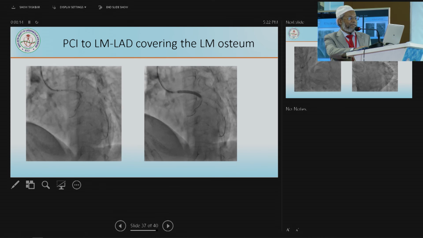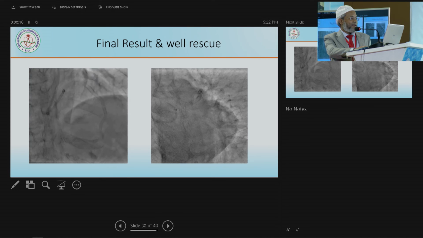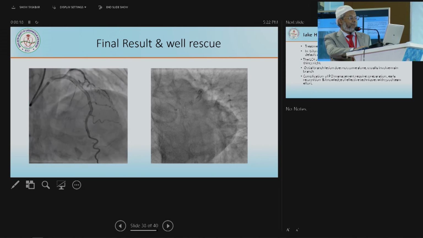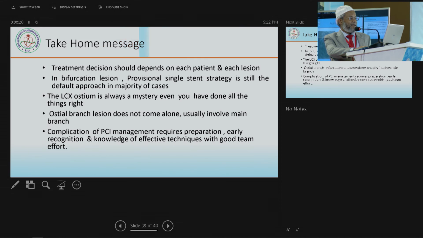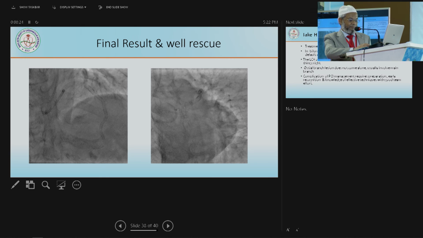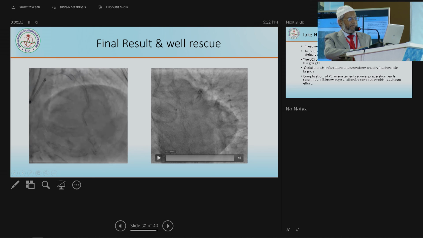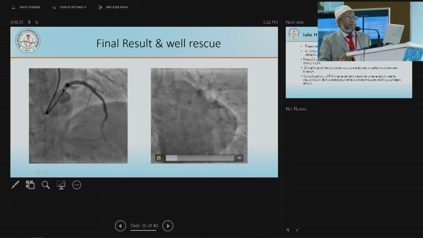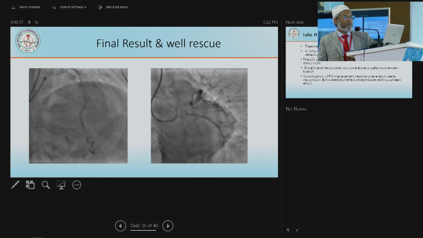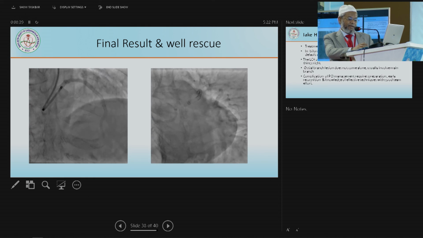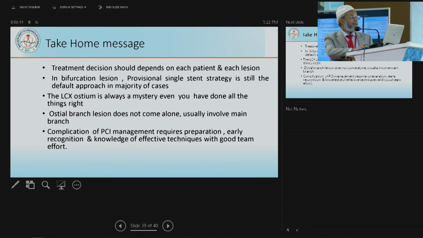And after giving this stent, I gave LM to LAD another stent and post-dilated, and this is the LAD and this is the LCX. Both the vessels are patent, and my job is over.